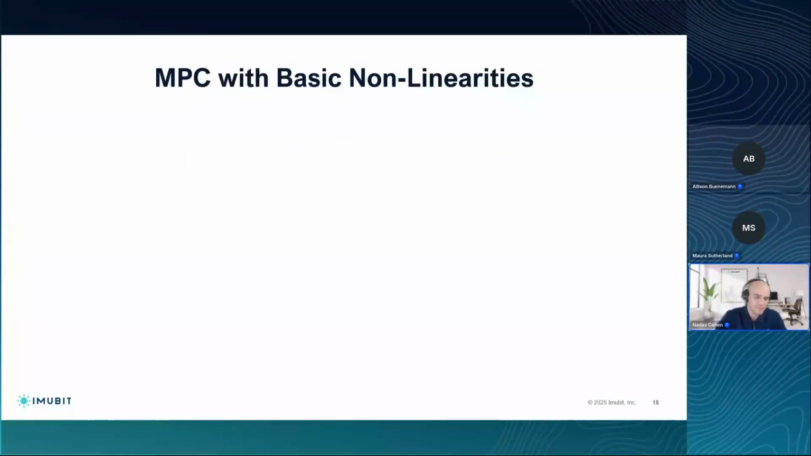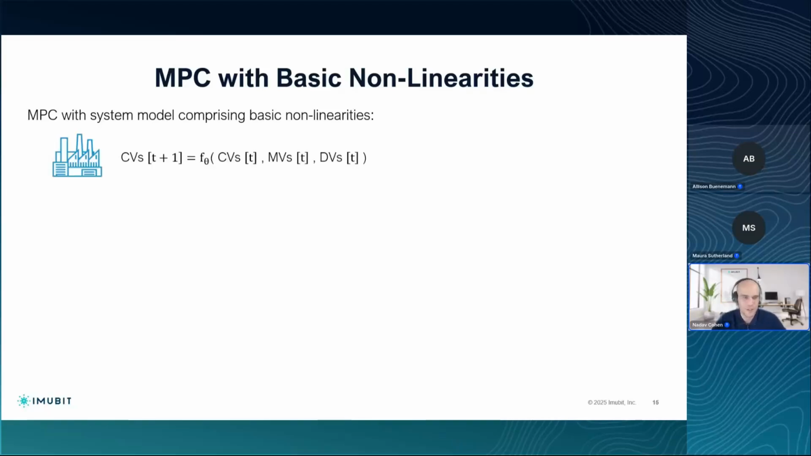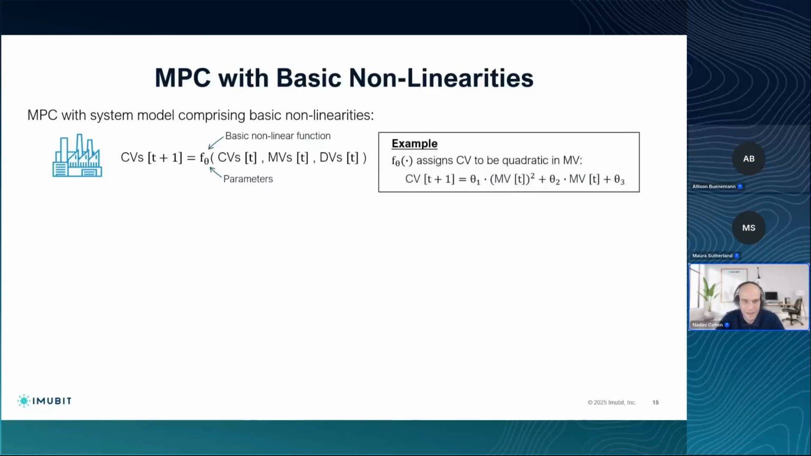Moving on to the next step with MPCs, and that is an MPC with basic nonlinearities. What do I mean by that? This refers to an MPC where the system model includes basic nonlinearities, things like quadratics or other simple functions. Okay, so now the CVs in the next time step are some nonlinear function. They depend on the CVs, MVs, and DVs in the current time step through some basic nonlinear function that has parameters. What's an example of a basic nonlinear function? For example, it could be a quadratic. So the CV in the next time step could maybe be a quadratic in the MV, where the coefficients of the quadratic, theta 1, theta 2, and theta 3, are parameters of the function.